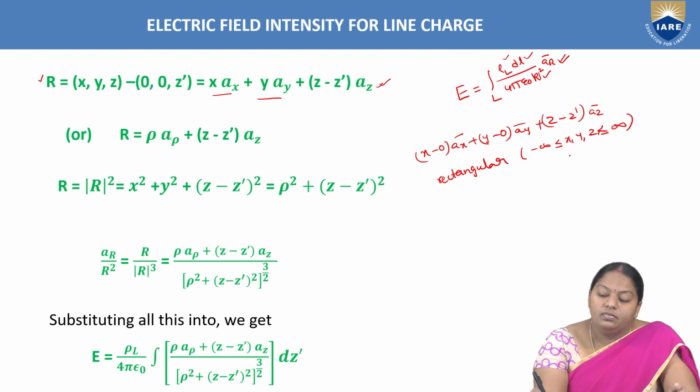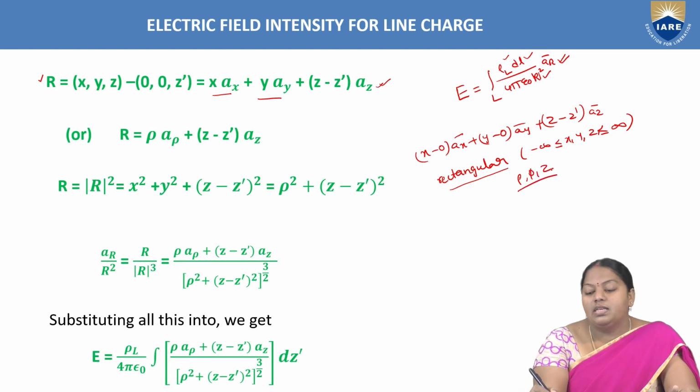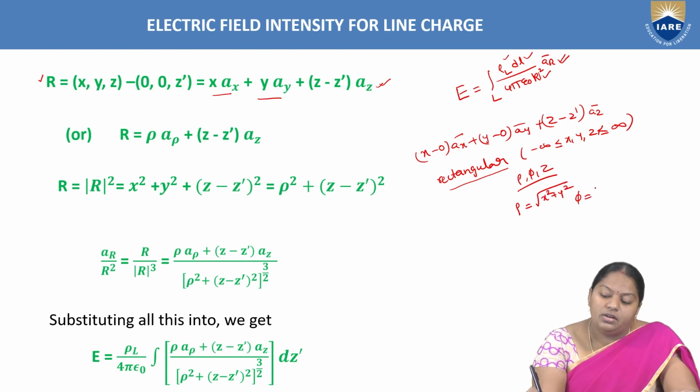Hence, in order to find the distance in a simple way, we just convert these rectangular coordinate system variables into cylindrical coordinate system variables. We know the transformation formulas: x, y, z are called the rectangular coordinate system variables, whereas rho, phi, z are called cylindrical coordinate system variables. And we know the relation between them: rho equals root of x square plus y square, phi equals tan inverse of y by x, and z in Cartesian is nothing but z in cylindrical.